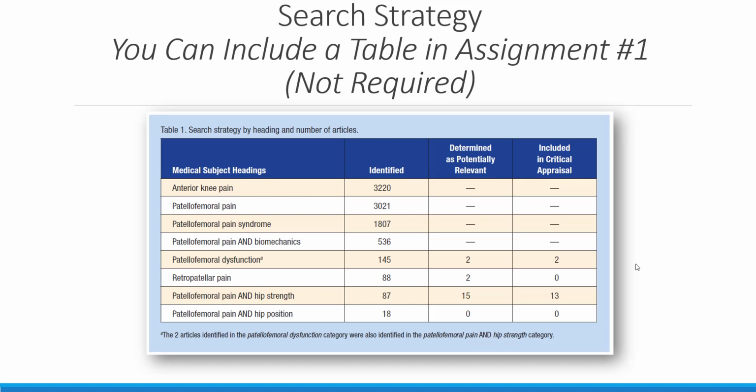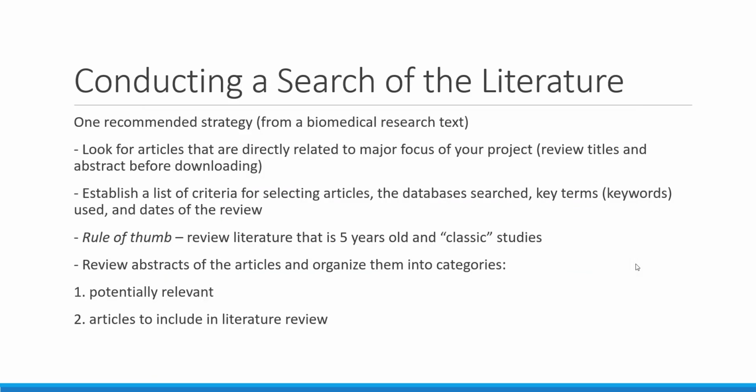By keeping track of what articles you're interested in, it just helps you avoid that duplication of downloading. Now, for selection of articles, rule of thumb, review literature that's 5 years old or newer, and of course, classic studies. A lot can happen in a 5-year time period. Sometimes going back 10 years may be appropriate if it is a rare condition that you're working with. And of course, classic studies are always important to include because a lot of times those may serve as the inspiration to other studies that come after it.